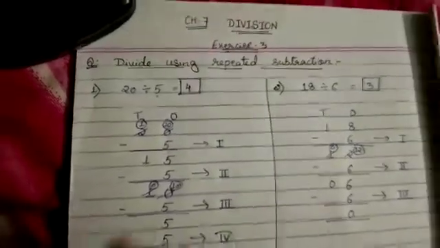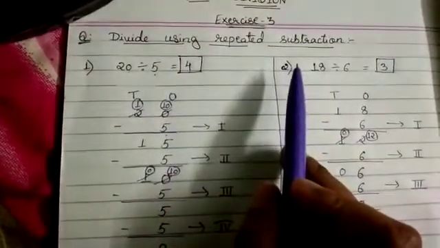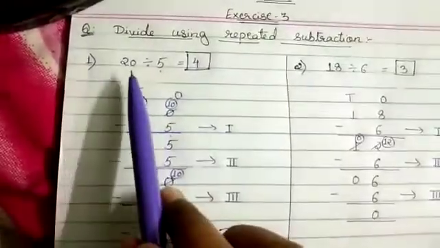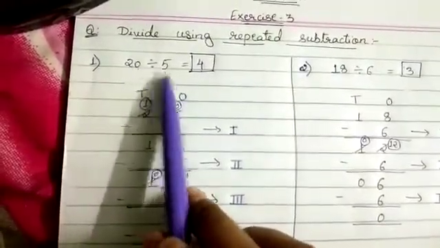Today we are going to start our next topic, that is divide using repeated subtraction. Means by using subtraction we have to divide the numbers. So let's start. First of all, first number is 20 divided by 5.